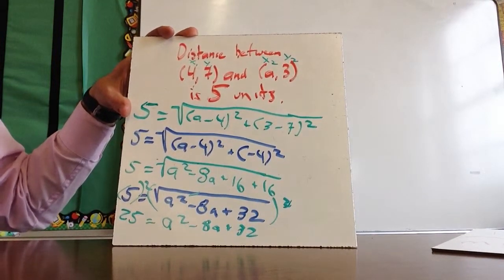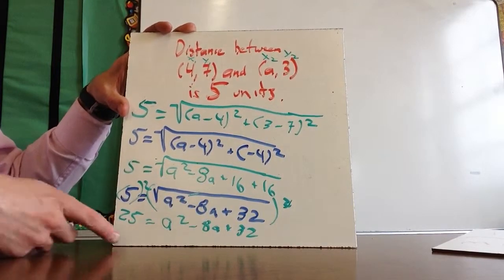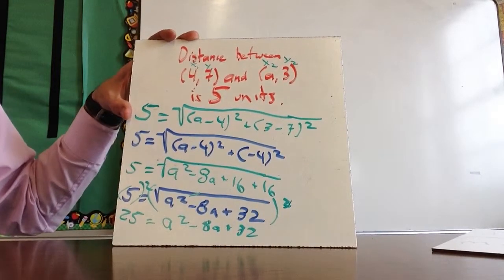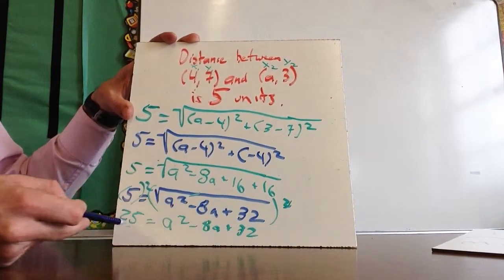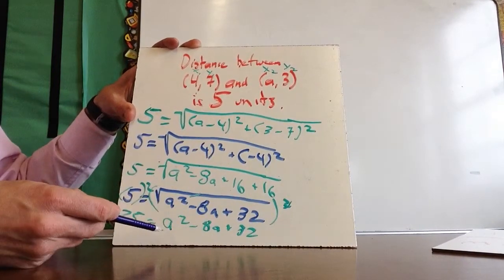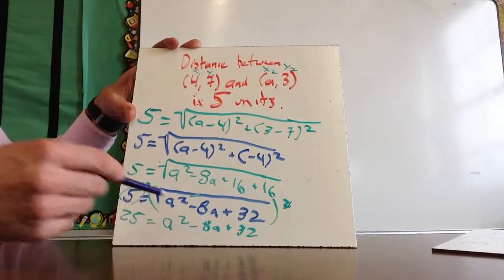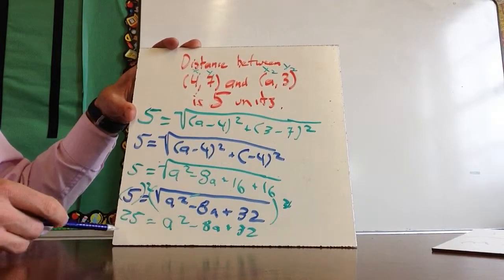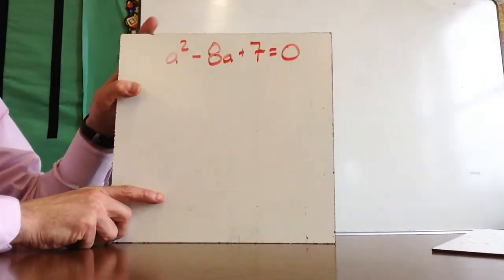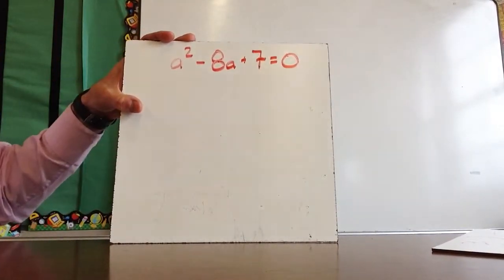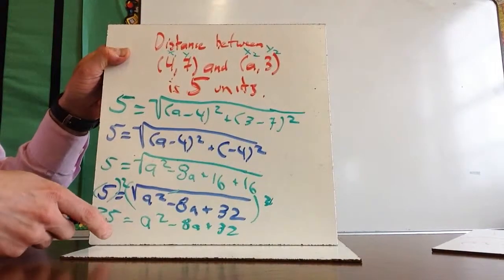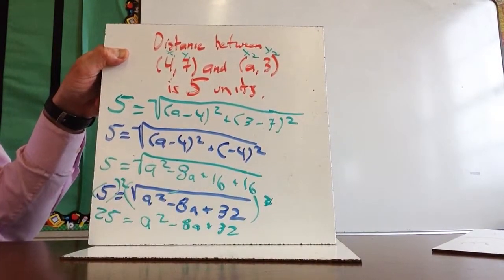So at this point, I don't know necessarily how to solve this problem, so what I want to do is make it equal to 0. I'm going to subtract 25 from both sides, and this is going to become a squared minus 8a plus 7. After I subtract 25 from both sides, I should be left here: a squared minus 8a plus 7 equals 0. So all I did was subtract 25 from both sides.